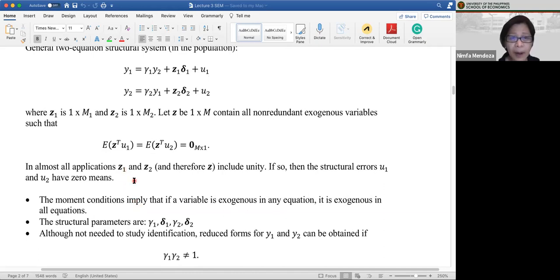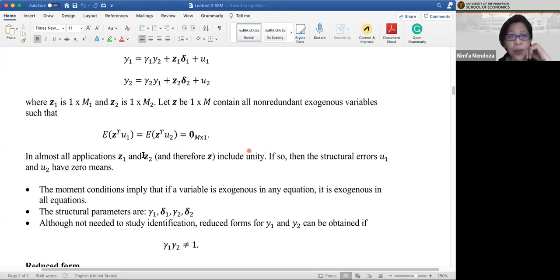In almost all applications, C sub 1 and C sub 2, and therefore Z, include unity. And we include this unity so that the non-zero components of the disturbances would be absorbed by the intercepts. If so, then the structural errors, U sub 1, U sub 2, we can assume to have 0 means.